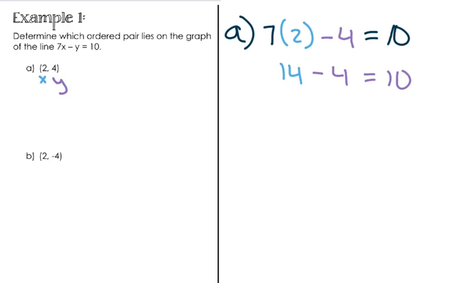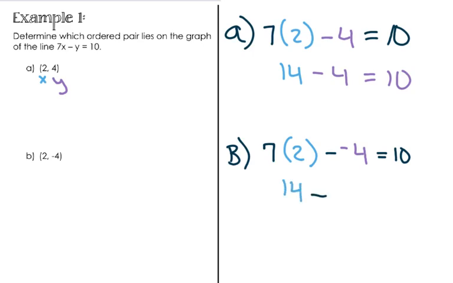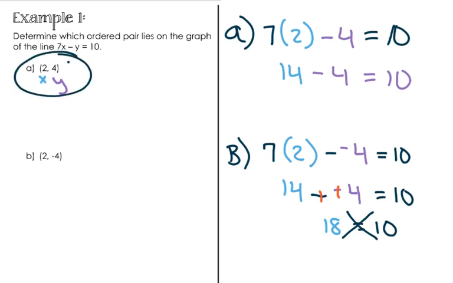Let's check B just to see. Maybe they both will. So again, we would have 7 times 2. This time it's minus a negative 4 equals 10. So this time we would have 14 minus a negative 4. Remember, that's keep, change, change. So this would actually end up being 18. So this one does not. So A lies on the graph.